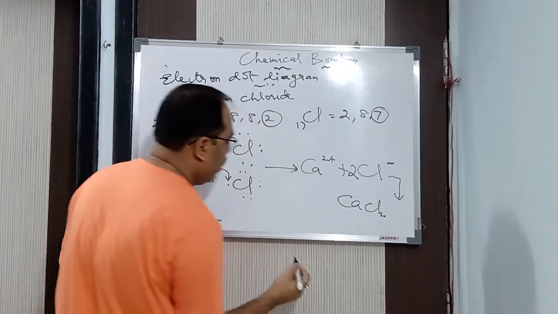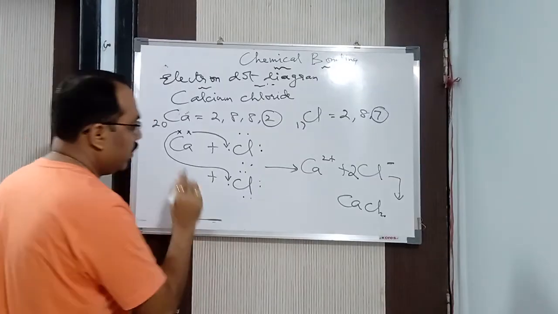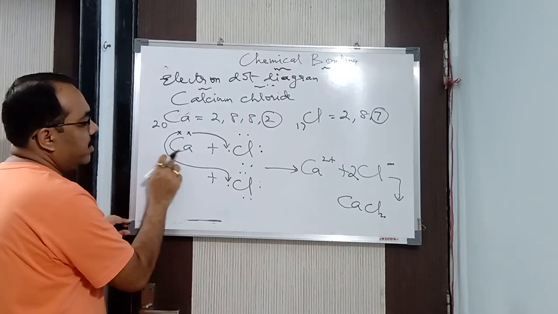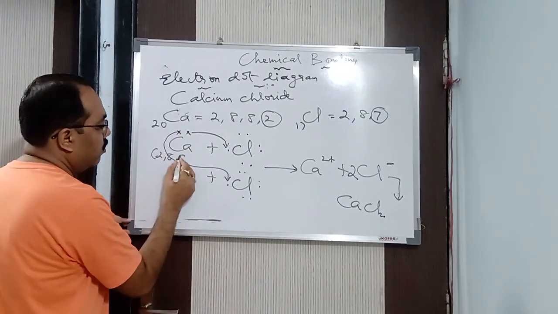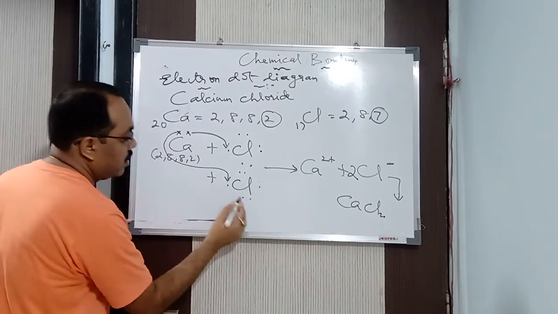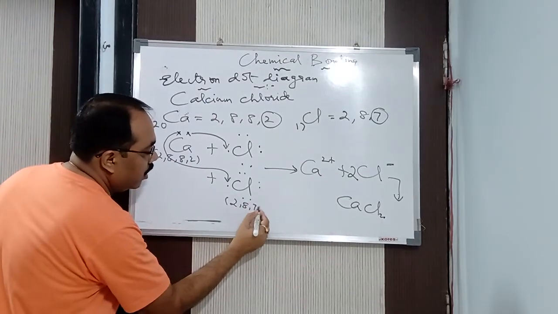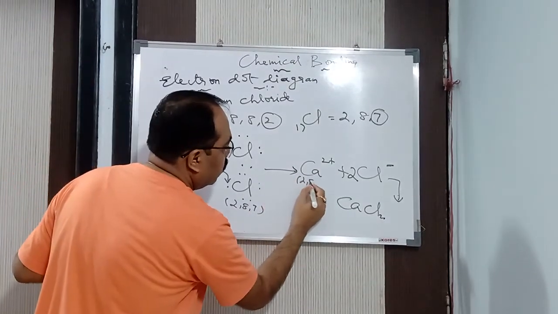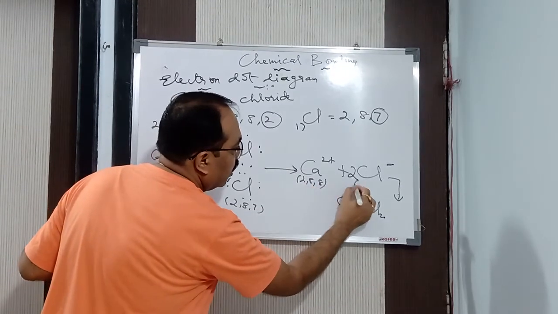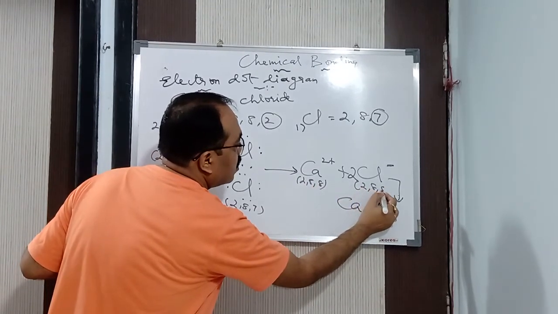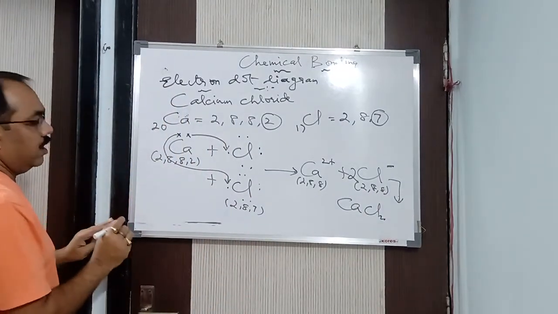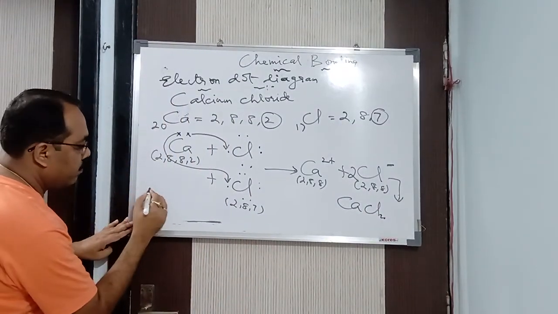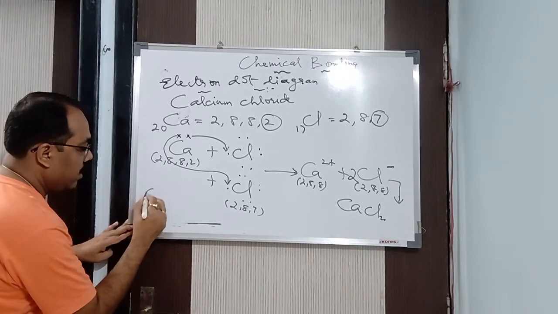Now you need to write an ionic equation here. If you want, you can write the electronic configuration here. We have already written it, so there is no need, but if you want you can. Here it is 2, 8, 7, here it will be 2, 8, 8 and here also 2, 8, 8. So, as I said, you need to write the ionic equation. I am writing it here, I have very little space, but still I am writing the ionic equation.